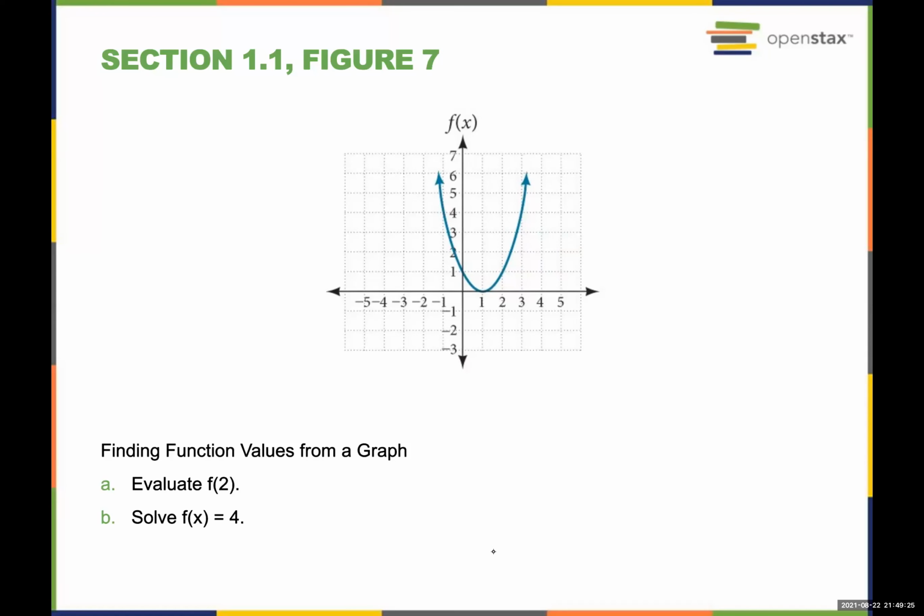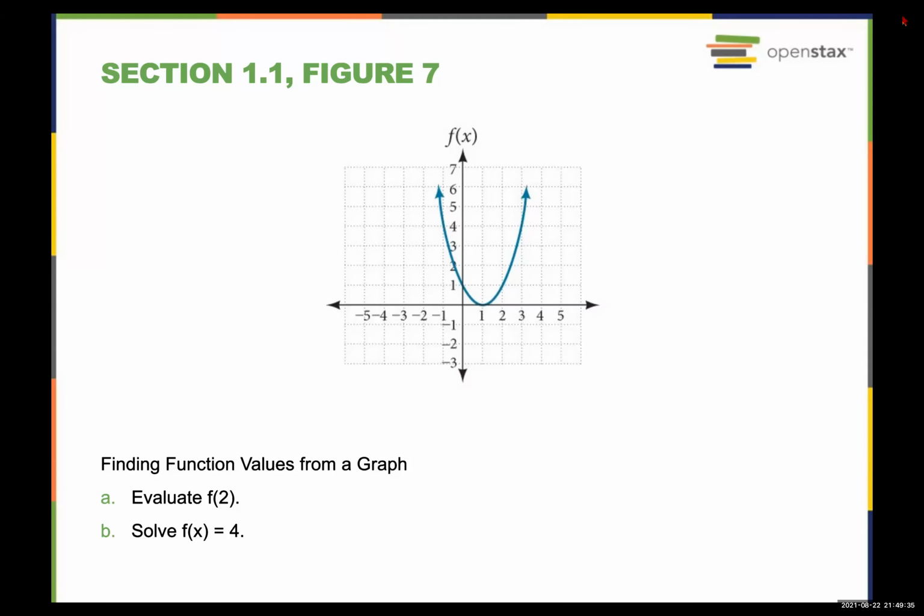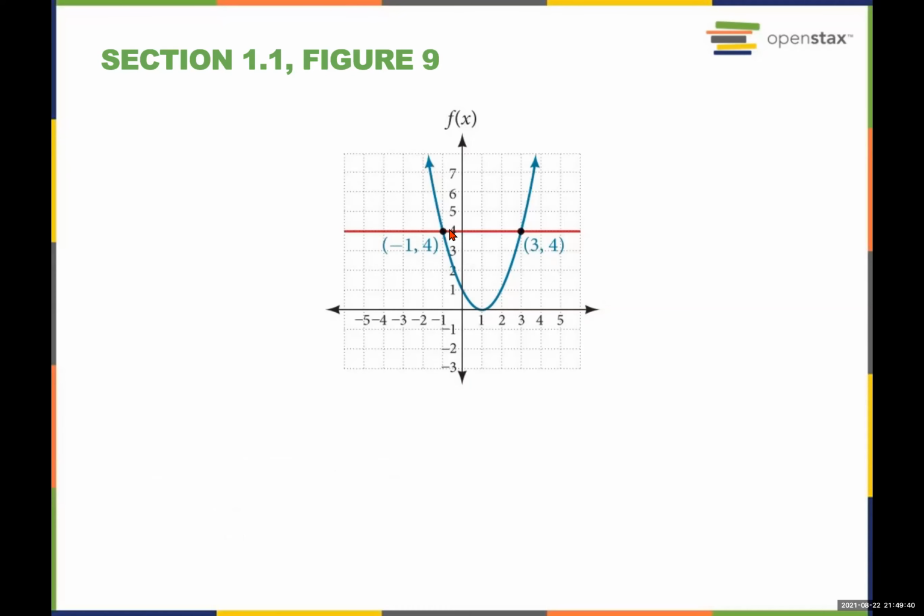Then letter B, solve f of x is equal to 4, meaning here your y is equal to 4. So when y is equal to 4, you can draw a horizontal line here, and the points on the graph, the x values are -1 and 3. Those are the answers.